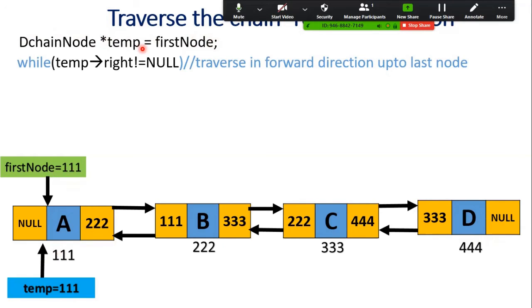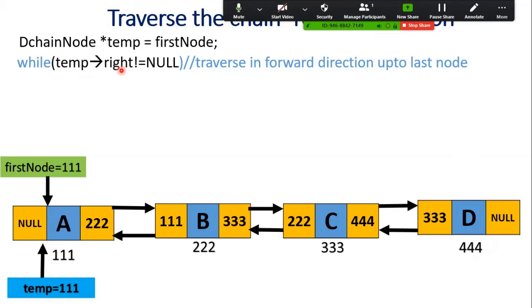So we'll traverse in the forward direction up to the last node. Look at this, up to the last node. In the previous case, when traversing in the forward direction, it was exiting from the last node. But my pointer should be fixed to the last node, that is node D. While temp of right, look at this value, temp of right.